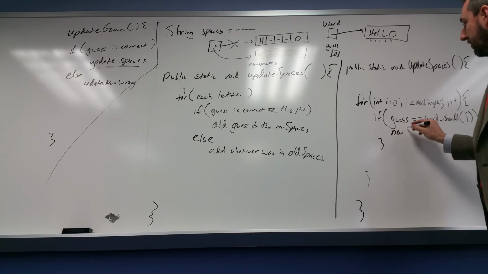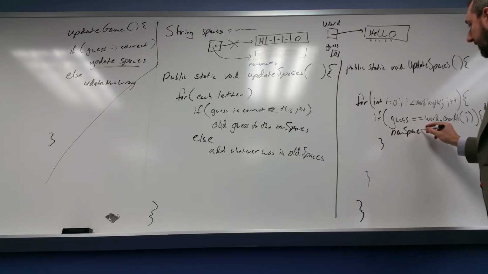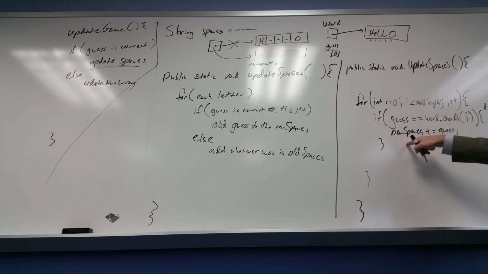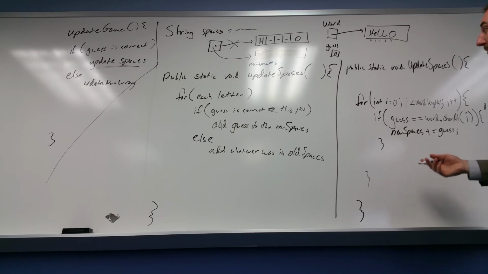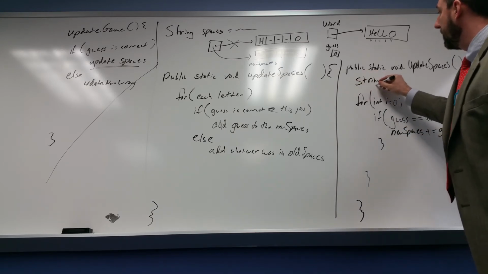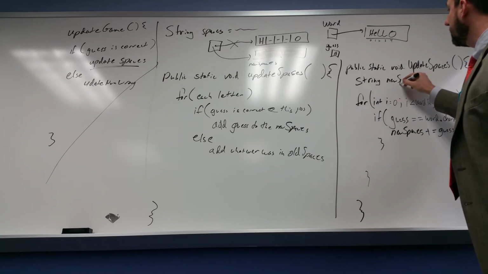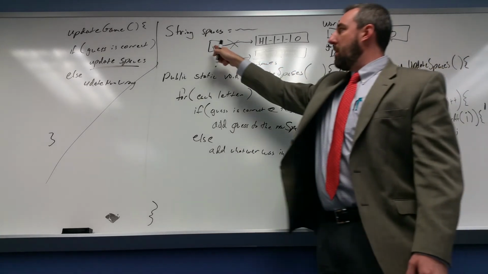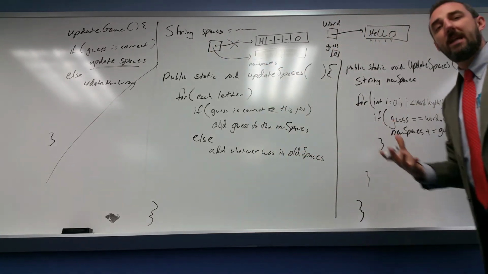So newSpaces plus equals the guess. Now, I have an issue here. I'm talking about new spaces, but they're nowhere in my program. So I'm going to go up to the top and say make a new string called newSpaces. And when I do that, I make this block where I can put a reference. But right now it's null.